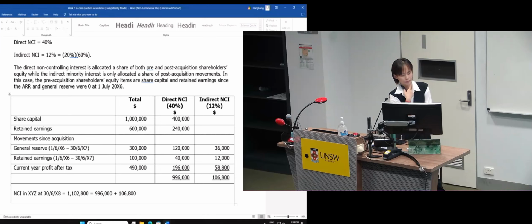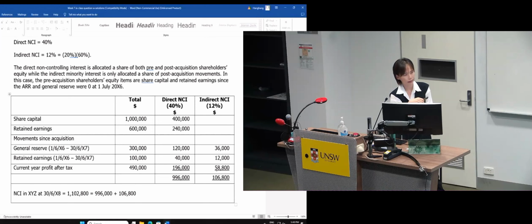So two things you need to keep in your mind. DNCI receive share of both pre and post equity balance of the subsidiary that reflect in the consolidated accounts. INCI only receive share of the post acquisition equity. Okay, so if you keep these rules principle in your mind, I believe that you will be able to do most of the calculation properly. Okay, and make sure you understand the requirements.